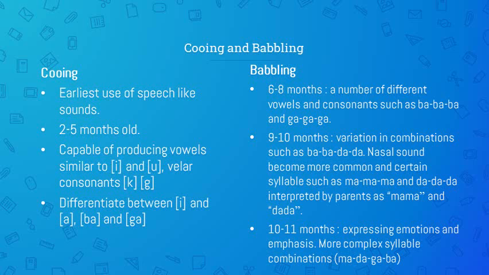Babbling. At 6 to 8 months, a number of different vowels and consonants appear, such as ba ba ba and ga ga ga. At 9 to 10 months, there is variation in combinations such as ba ba da da. Nasal sounds become more common in certain syllables such as ma ma ma and da da da, interpreted by parents as mama and dada.